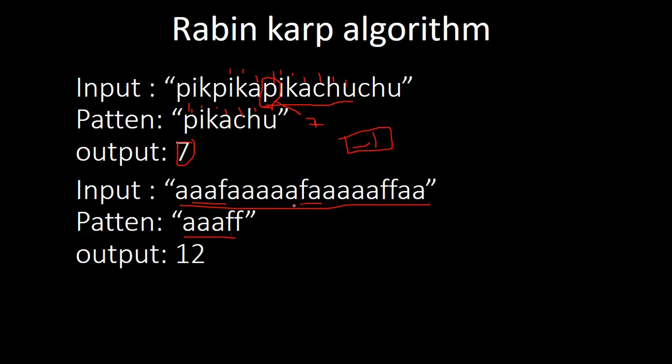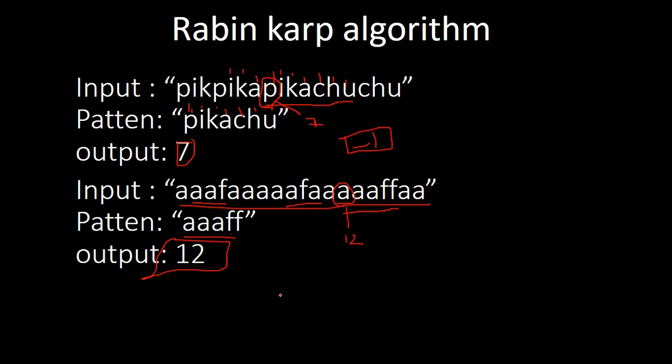Here also we don't have double f, so we can't include it. Here we have double f and triple a, so we can include it. The first character where the pattern matches is this one. The index of this a is 12, so we have to return 12 as output. We have to find the first matching pattern inside the string. We don't look for further matches. We just return the first pattern that has been matched.